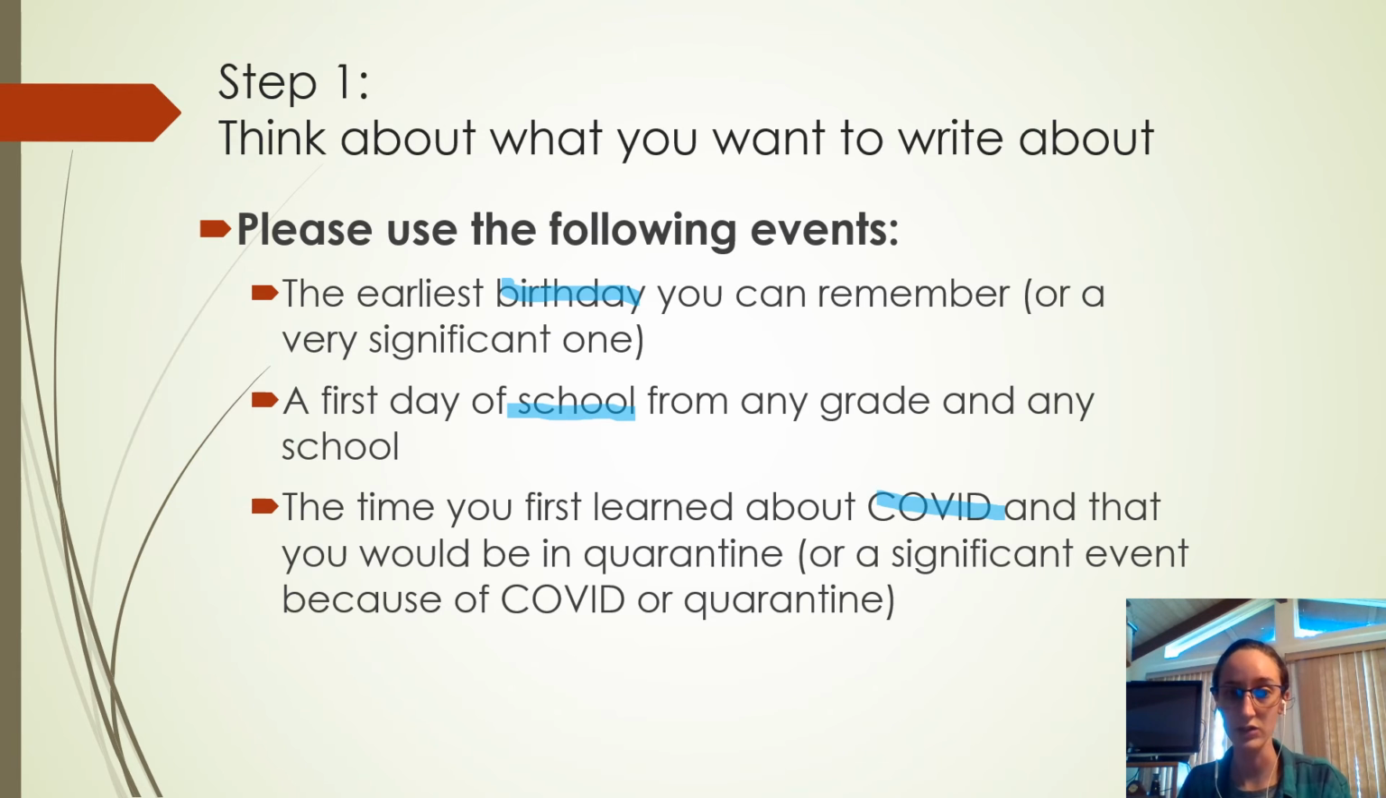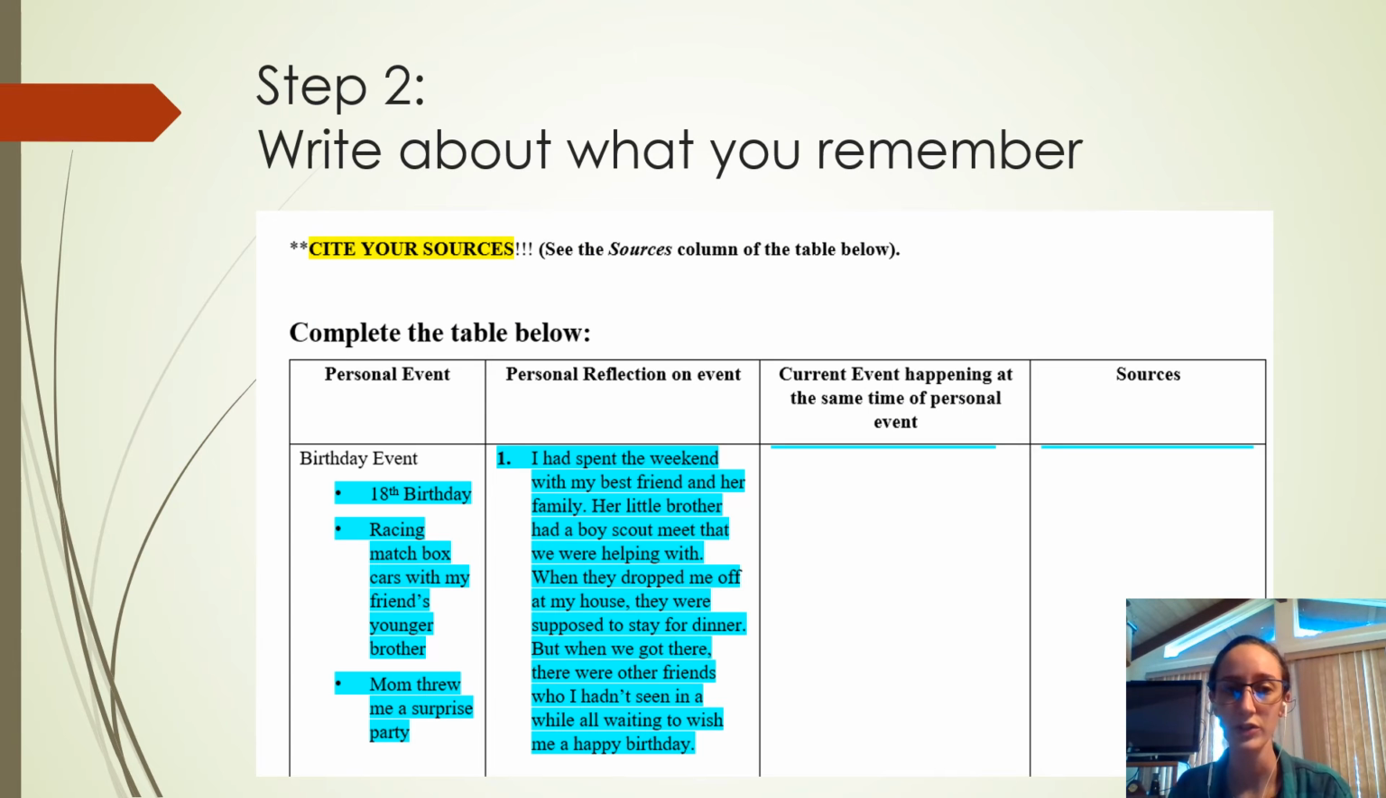The first thing you need to do is think about what you want to write about. So for example, if I'm going to write about my birthday, I have to think about what birthday I want to write about. So I'm going to go, what birthday should I write about? What birthday was memorable and significant in my life? So step number 2 is that I'm going to write what I remember.